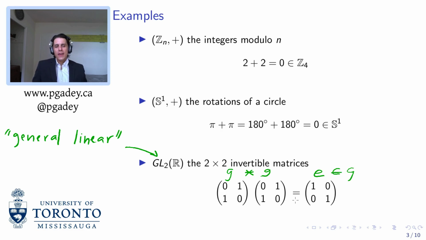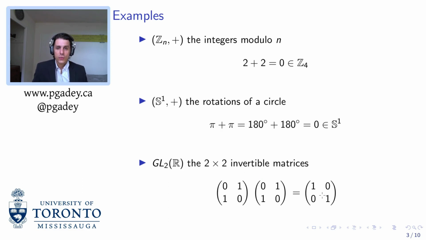Okay, so in the first two examples, the identity element looked like 0. And now in this example, the identity looks like 1, 0, 0, 1. So the identity of a group isn't always 0, but can look different ways in different groups.